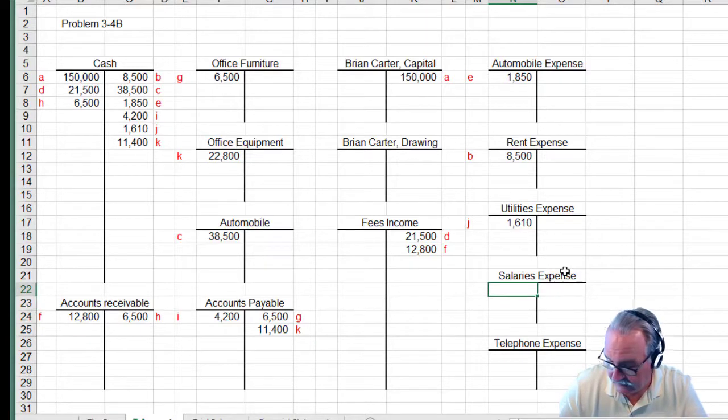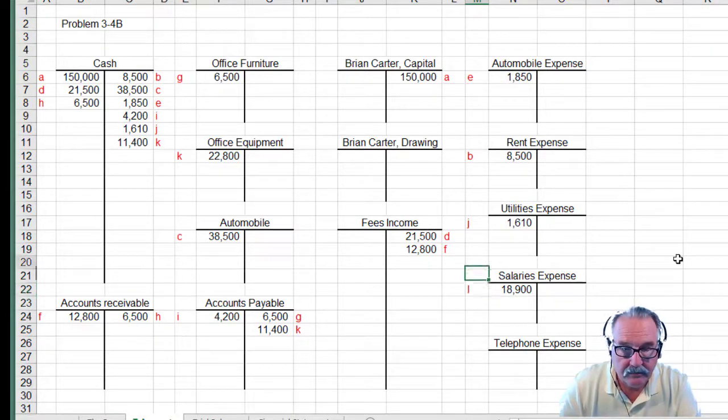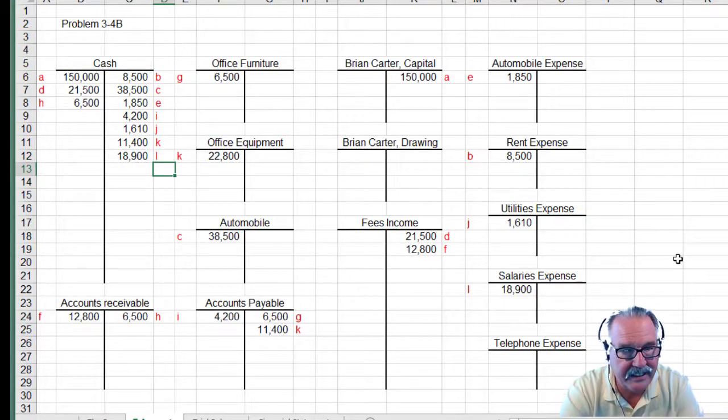And because we wrote a check to our employees, $18,900 is coming out of the bank account. That's a credit to cash. Debit salary expense, $18,900. Credit cash, $18,900.